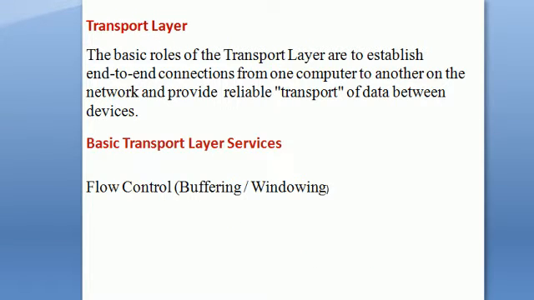Underneath this is the transport layer. The basic function of transport layer is to accept data from above layers and split it up into smaller units and then pass these to the network layer and ensure all pieces arrive correctly at the other end. The transport layer is a true end-to-end layer all the way from source to destination. Basic transport layer services include flow control, that is buffering and windowing.